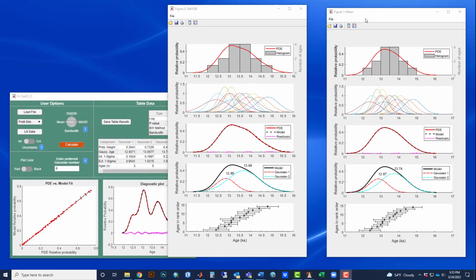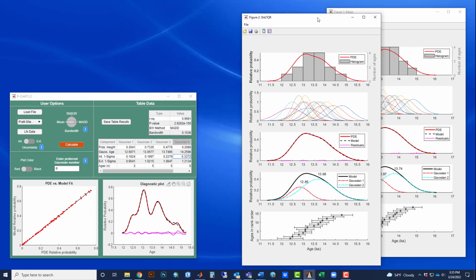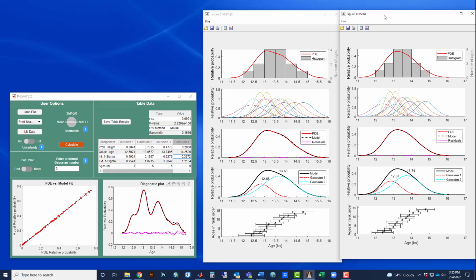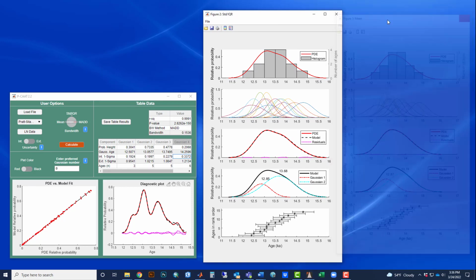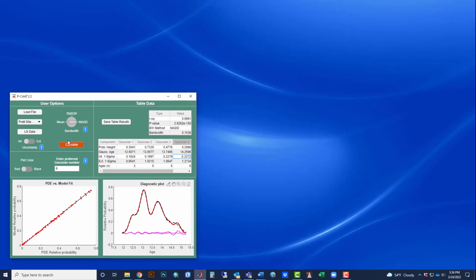The standard deviation and mean bandwidth estimators both give us very similar results, 12.85, 12.87, 13.74, and 13.68. So I would say that these two results are statistically indistinguishable. In a case like this, again, I would go for whatever bandwidth estimator is the narrowest. So let's recalculate both of those and keep track of that.